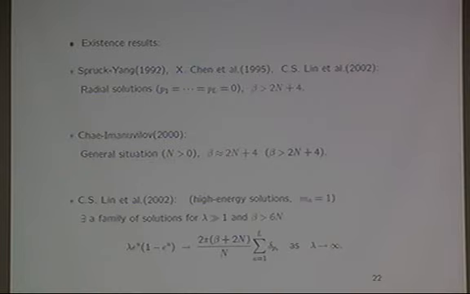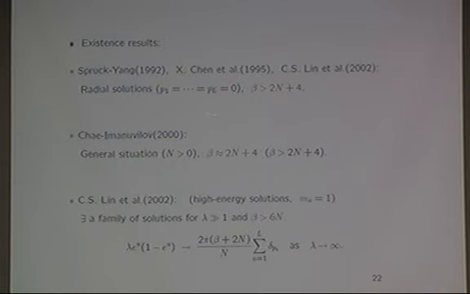Here are some existence results regarding non-topological solutions. In this literature, the existence of radial solutions was presented. The Chern-Simons-Higgs equation has a radially symmetric non-topological solution if beta is strictly greater than 2m plus 4. In this case, all the singular points equal 0.